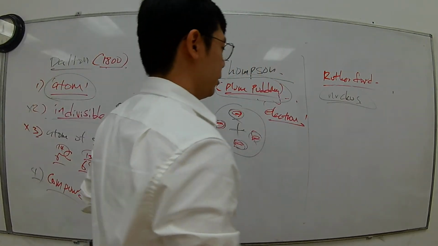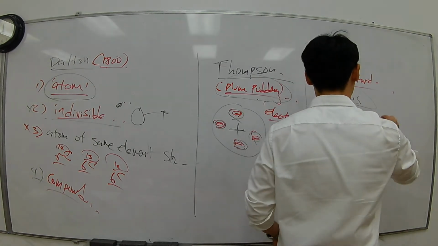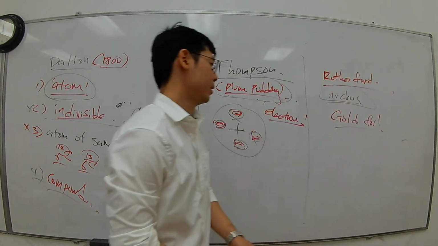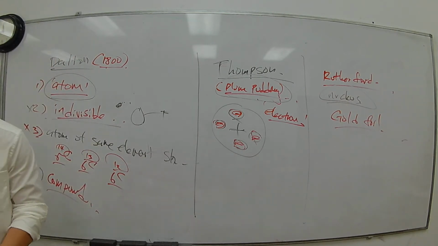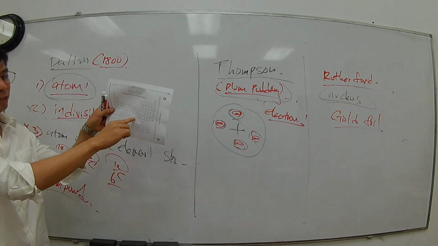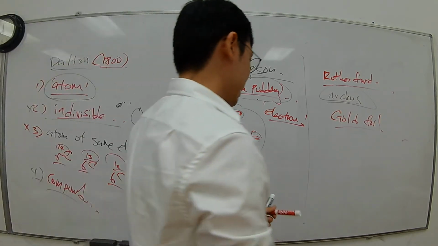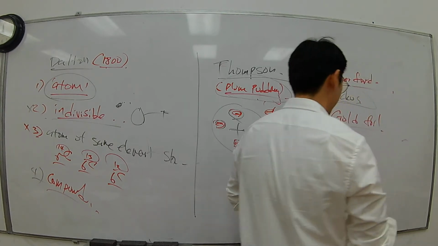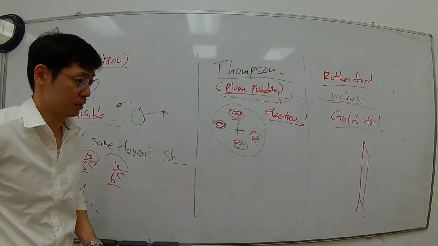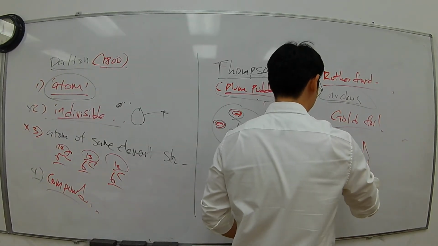Nucleus, okay? So what do you do? Gold foil. Basically, if you look at the periodic table, gold is an element, Au, number 79. Okay? So what he did was he had a very thin slice of gold. What happens? He shot alpha particles.